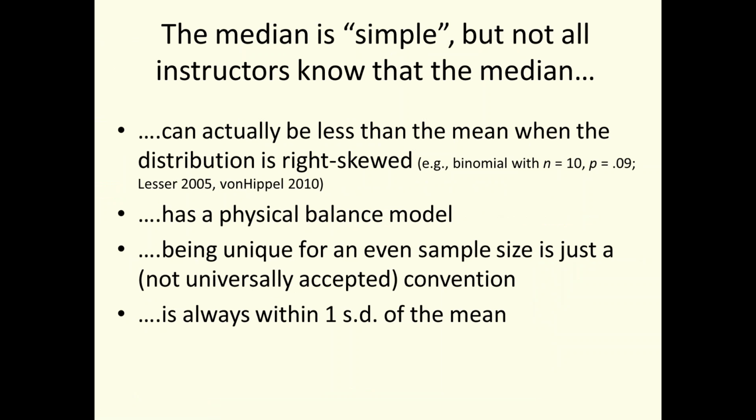So this is a slide that we just added recently. The median is a very simple concept in many people's minds, but I don't think all instructors know that the median, first of all, can actually be less than the mean, even for a right-skewed distribution. And that comes from some discussions in JSE letters and a follow-up by von Hippel. Also, that the median, just like the mean, has a physical model for it, a representation for it, and that the median being unique for an even sample size is not an absolute thing, it's just a convention, and it's not even a universally accepted convention. And finally, that it's always within one standard deviation of the mean. Those last three bullet points are all listed and referenced in our paper if any of those are new for you to investigate.